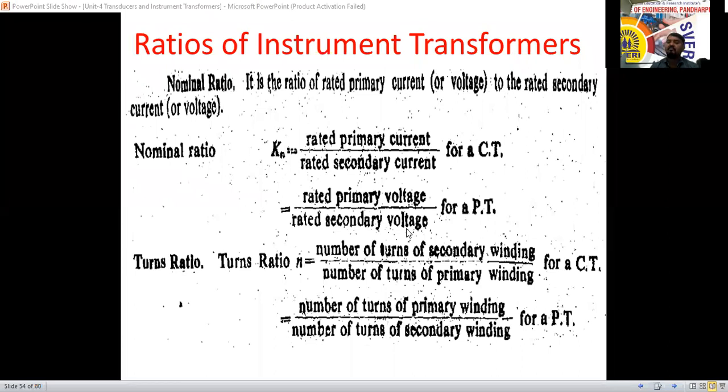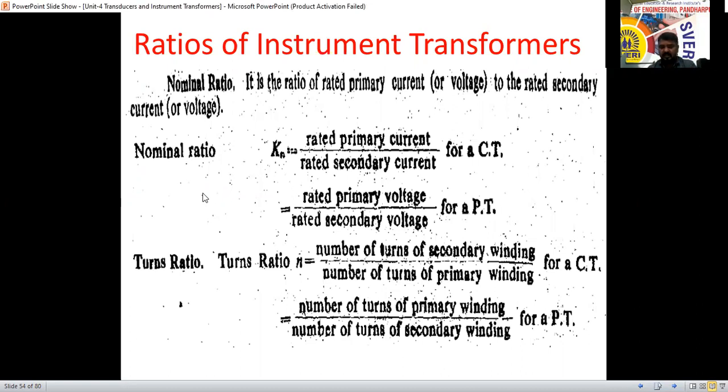For the PT, it is the number of turns of the primary winding to the number of turns of the secondary winding. For the nominal ratio it was the same, primary to secondary. But for the turns ratio, for the CT, it is secondary winding to primary winding, and for the PT, primary to secondary. So these are the three ratios you have to remember: transformation ratio, nominal ratio and turns ratio.